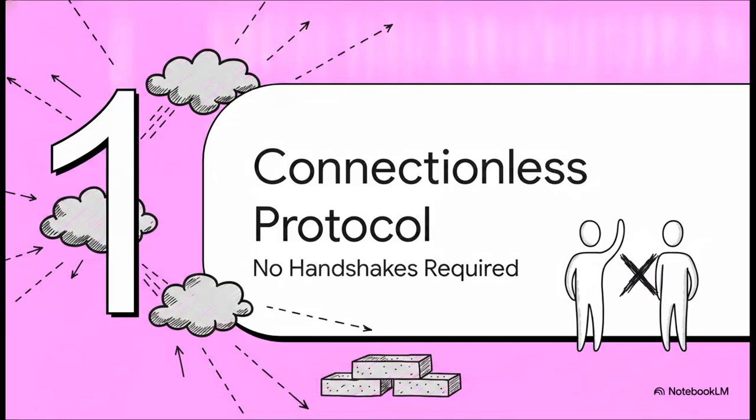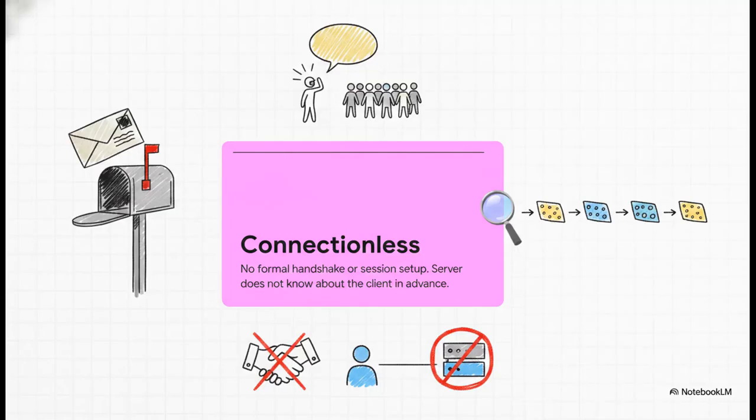Starting us off with Section 1, the connectionless protocol, where there are absolutely no handshakes required. So, by strict definition, a connectionless protocol means communication where there's no formal handshake, zero session setup, and the server literally doesn't even know about the client in advance. Think of it like sending a postcard through the physical mail, or just shouting a message into a really crowded room. You aren't tapping someone on the shoulder, initiating a polite greeting, and waiting for them to say, "Hey, I'm ready to listen," before you actually speak. You just formulate your message and fire it off. Because of this, each and every UDP packet is completely independent of the ones that came before it and the ones that are going to come after it.